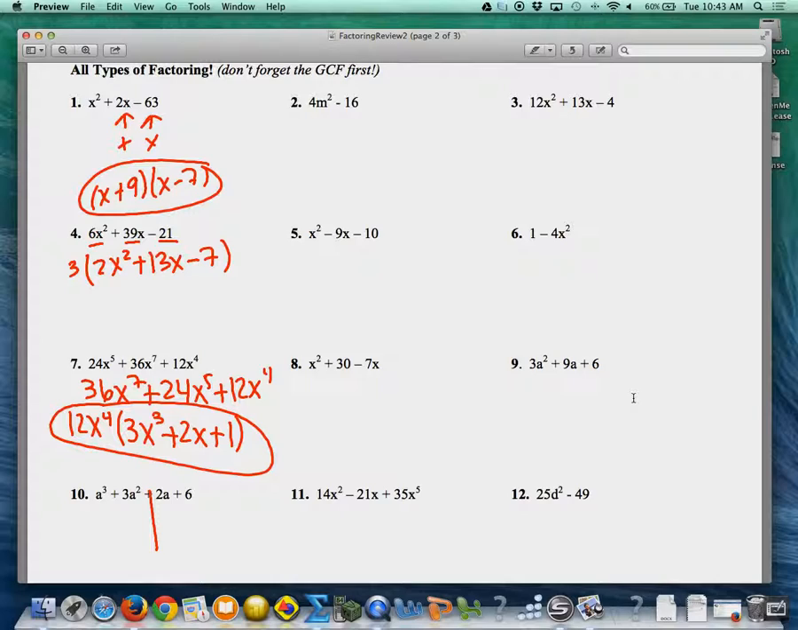On the left side, what am I going to factor out? A squared. A cubed, take out an a squared, I'm left with a. 3a squared, take out an a squared, I'm left with 3. What am I going to factor out on the right side? 2. You're left with a plus 3. How do I know I'm on the right track? Same. So I have a plus 3 and a squared plus 2.